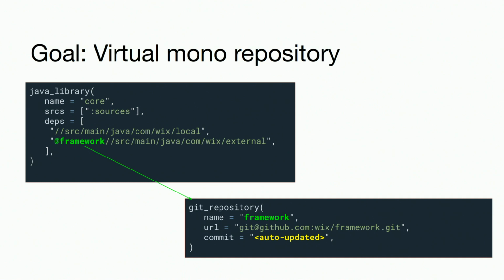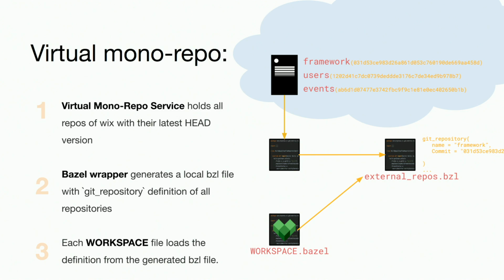The idea of a virtual monorepo is to have this commit move around automatically. How we implemented it: last year, there was a talk, again, by Ty Zeidman in BazelCon that talks about our implementation. But in a nutshell, we have a server called Virtual Monorepo Server that magically knows all of Wix repositories and the latest head commits.